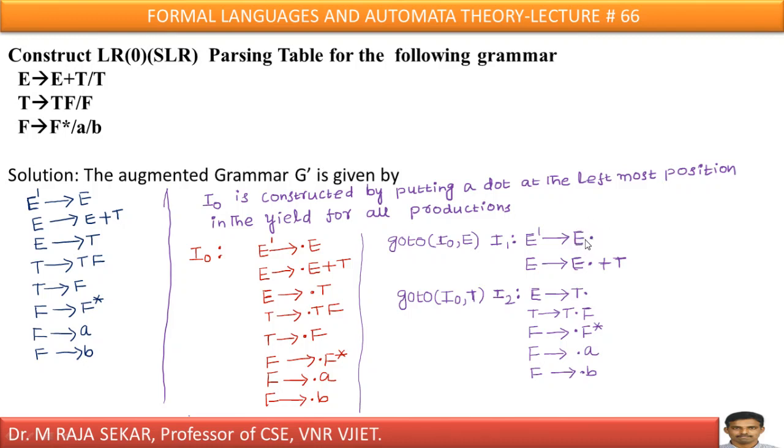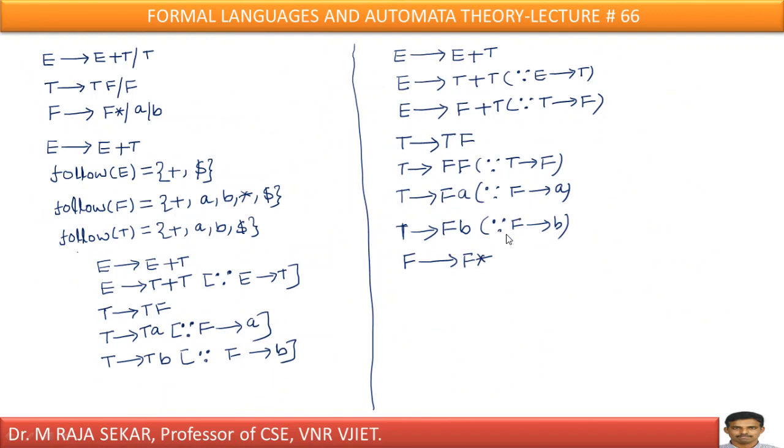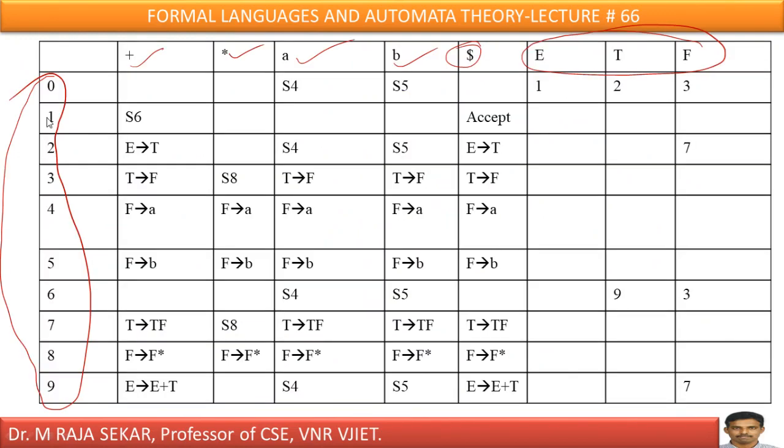Which one has reached its final state? E, the starting symbol of the grammar. In which state has it reached its final state? In I1. Therefore, 1 comma dollar is accept. I am writing 1 comma dollar accept. Why? Because in I1 only your starting symbol reached its final state. This you can understand.